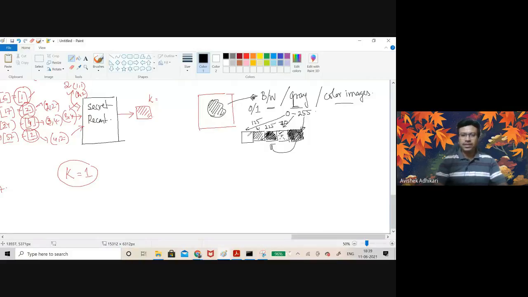So the intensity will increase. The blackness of a pixel is distributed over 0 to 255. That means 256 values it can take. White will take 0, and the complete black pixel will take 255. And in between, depending on the blackness, if it is more black, then it will be towards this side. If it is less black, it will be towards this side. Okay. In case of colors, there are many formats to implement.